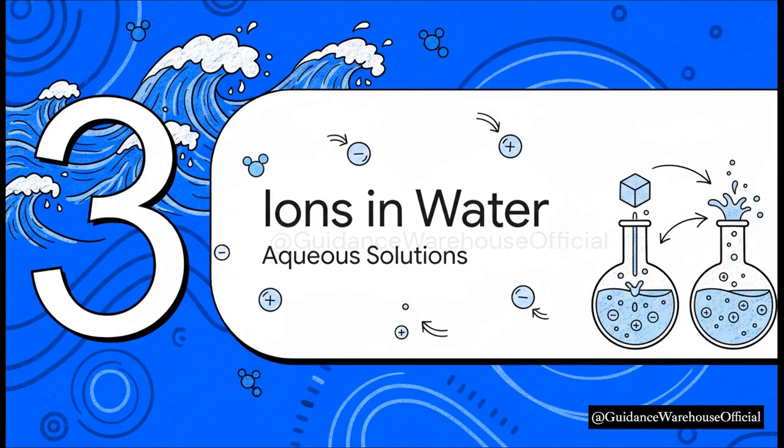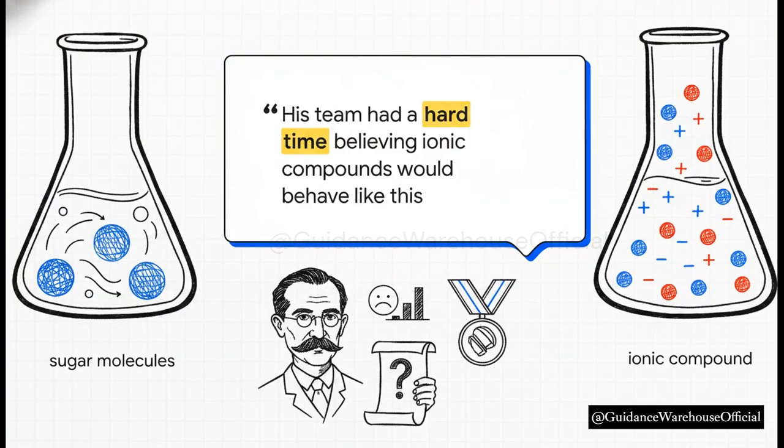Moving on to Section 3, How ions behave in water. Let's shift gears for a second and look closer at what happens when we drop these compounds into water. Given the sheer abundance of water on Earth, a huge number of chemical reactions take place in these aqueous environments. When sugar dissolves in water, the sugar molecules just drift apart from one another, but stay entirely intact. But ionic compounds, like salt, do something completely different.